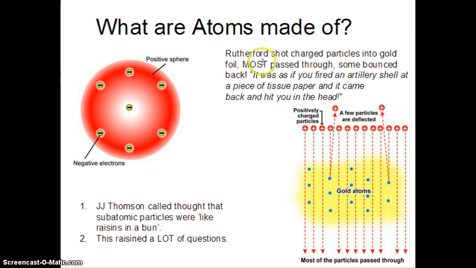Then there's this Rutherford guy who shot charged particles. He started doing scientific testing and said, I'm going to fire these charged particles into this gold foil, and we're talking teeny tiny pressed foil. Some of the charged particles actually bounced back. It was as if you fired an artillery shell at a piece of tissue paper and it came back and hit you in the head. Something took place that blocked the passage of the charged particles, and that became the nucleus of atoms.